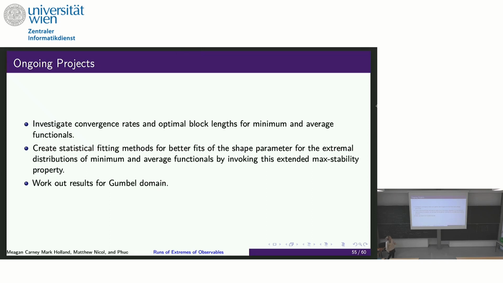Okay, so some ongoing projects that we're working on. We're going to investigate convergence rates and optimal block lengths for these functionals, so we can give people some estimate, based on some work that was done by Smith, but translated to the functional case, of the block length that they should choose a priori. We are going to try to create some statistical fitting methods based on this max stability property, and then we're going to work out some results for the Gumbel domain, which we purposely skipped here.